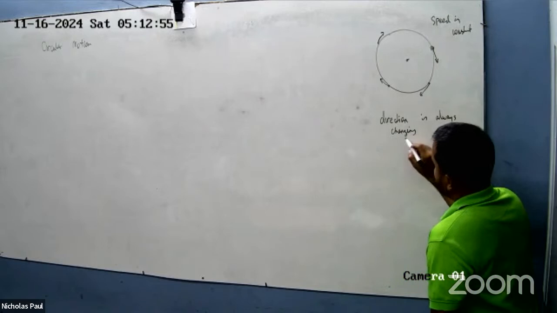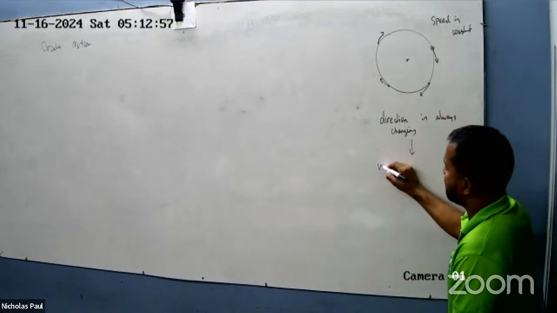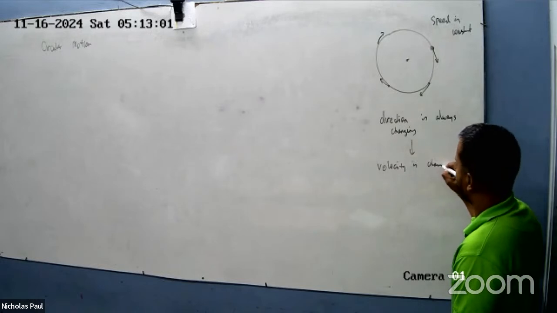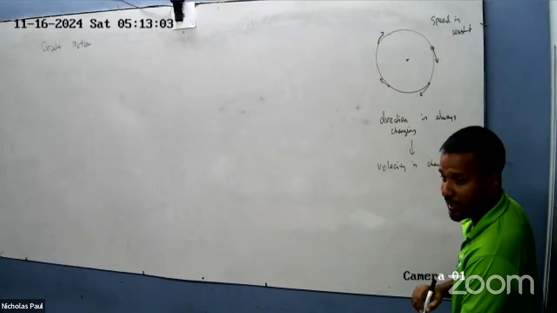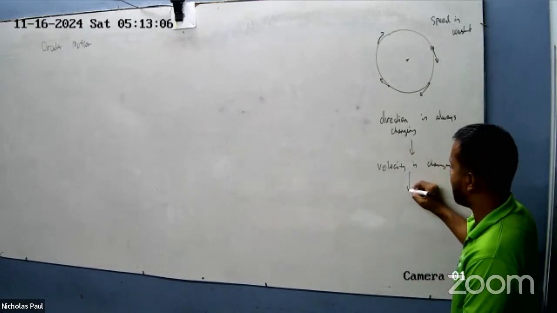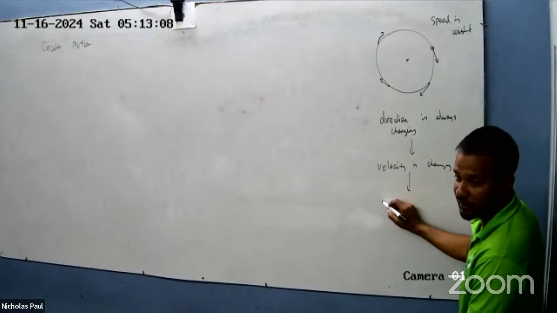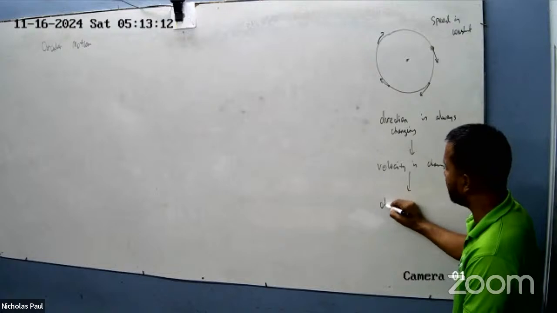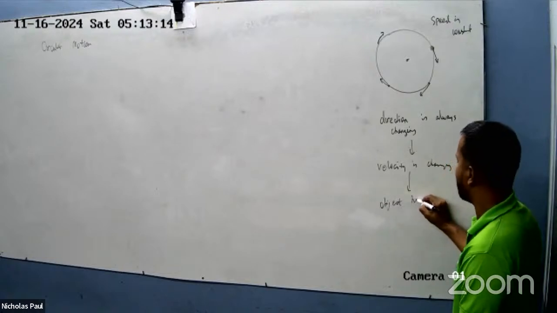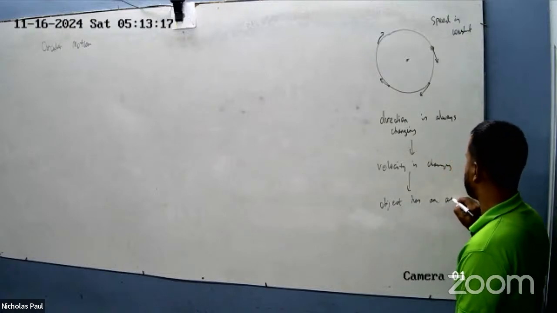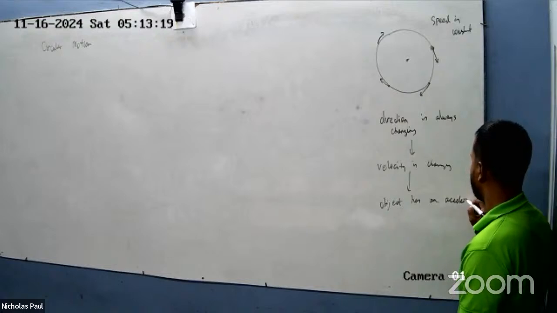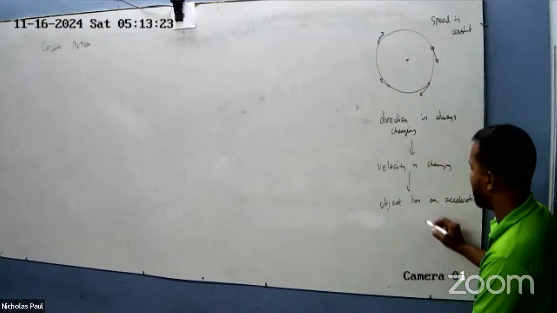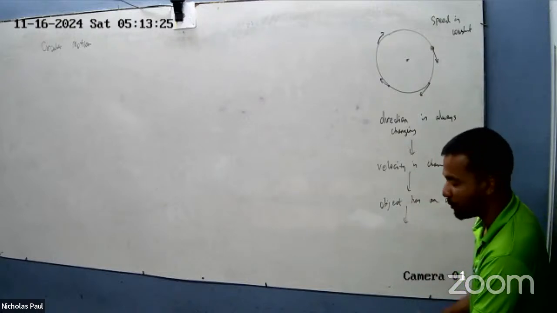and the direction is always changing, that means that the velocity is changing as well. And we know that if the velocity is changing, then the object is accelerating. So the object has an acceleration. Of course, we'll name it properly in a little while, right? And if the object has an acceleration, then it has what?